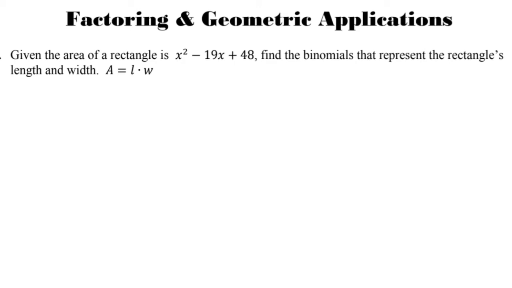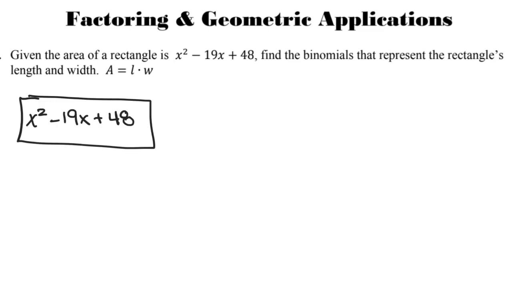In this video, I will demonstrate how to put your factoring skills to work in an application type problem. So in this first example, they're talking about the area of a rectangle being x squared minus 19x plus 48. Now they want me to find the binomials that represent the area's length and width. So remember, to find area, we usually multiply the length and the width.